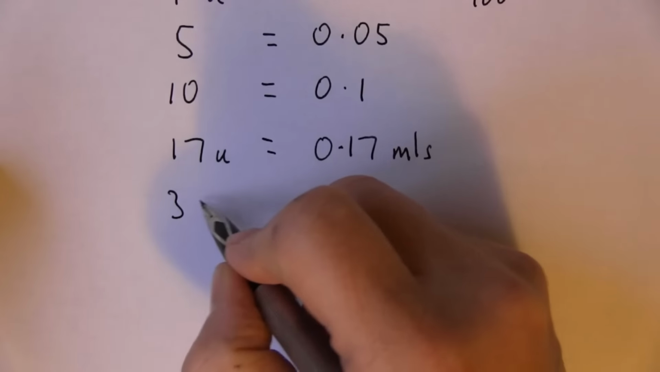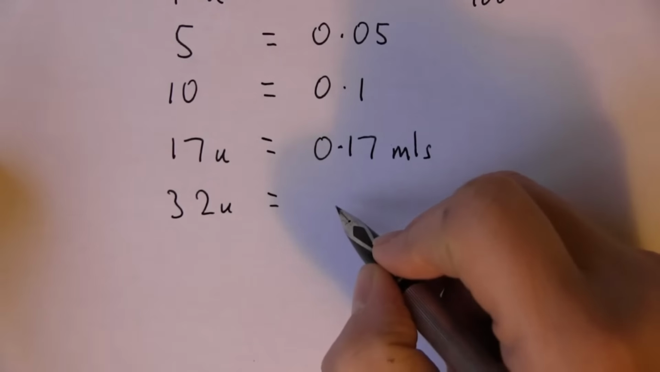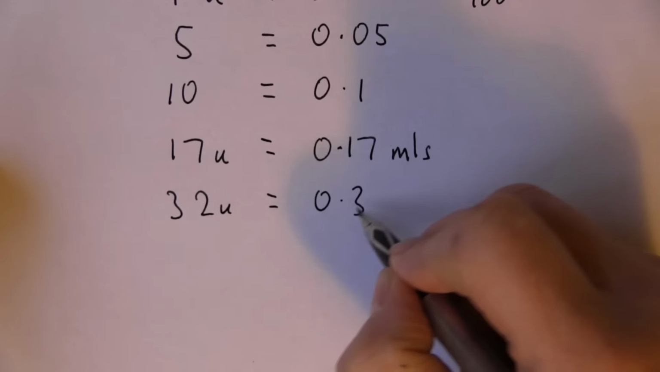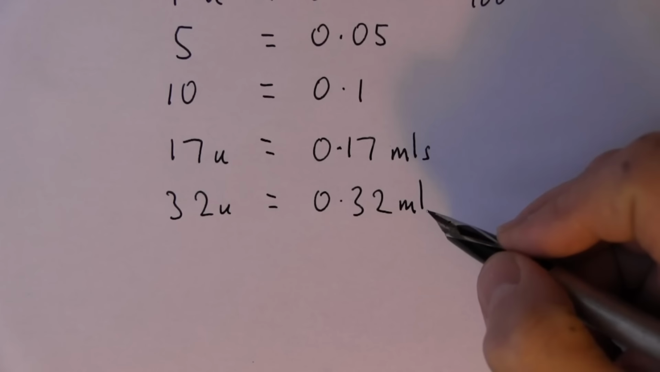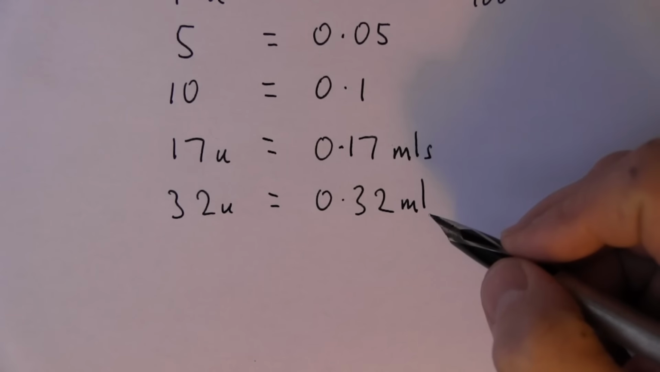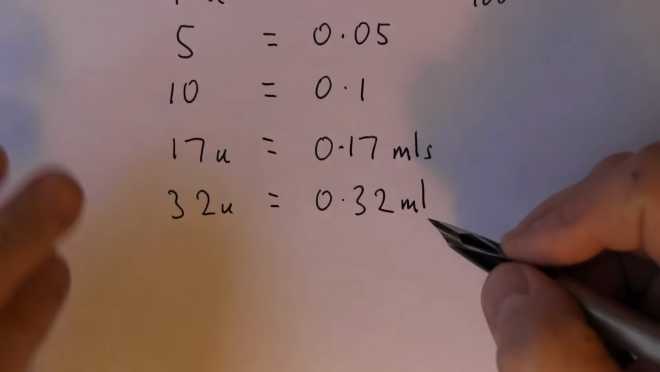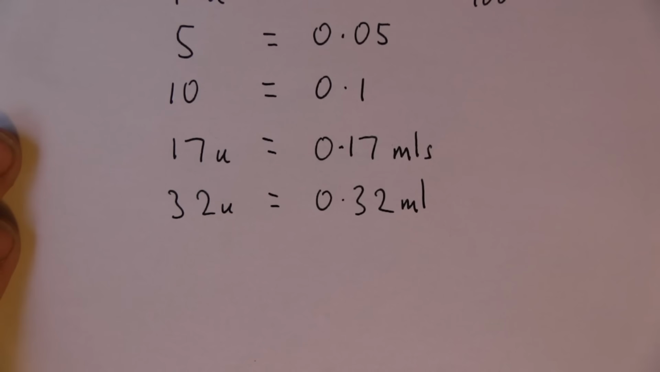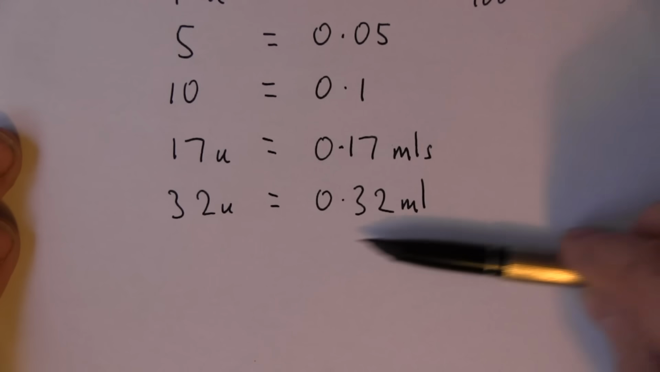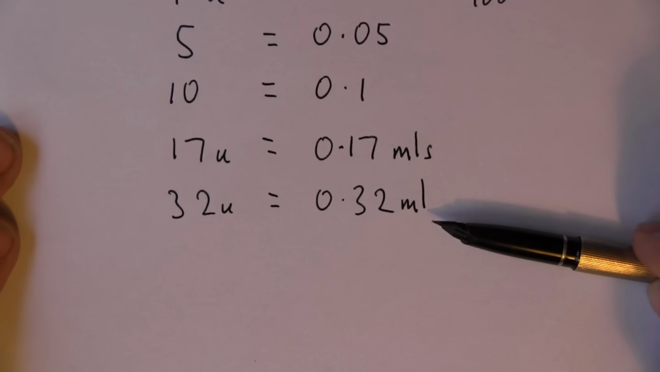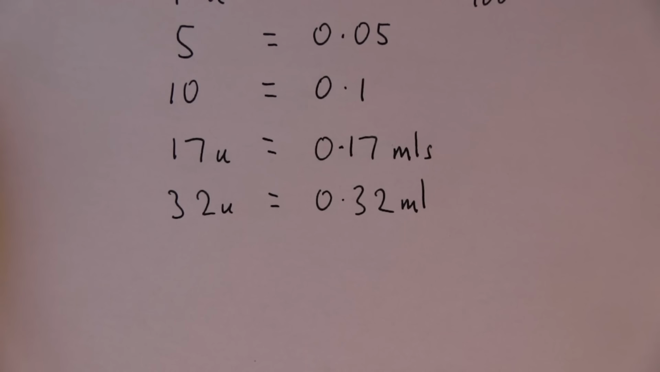Whereas for 32 units, that's going to equal 0.32 of a mil. So we can see that insulin is actually very potent. There's a lot of units in a mil. Even a dose of 32 units is large, and very often people are just taking 3-4 units of insulin, depending on their level of sensitivity.